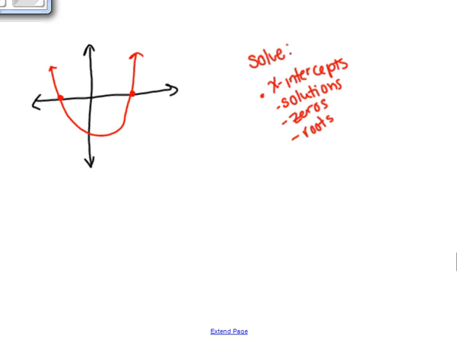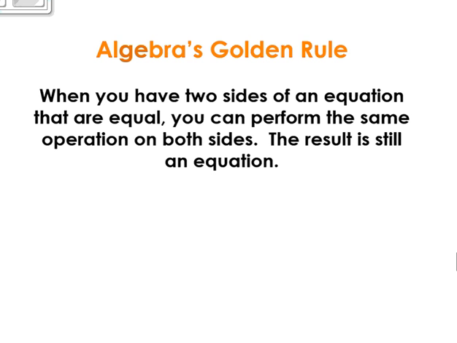So there's a couple different methods. The first one I'm going to teach you is the square root method. Before we start on the square root method, what you need to remember is algebra's golden rule. What you do to one side of the equation, you have to do to the other.